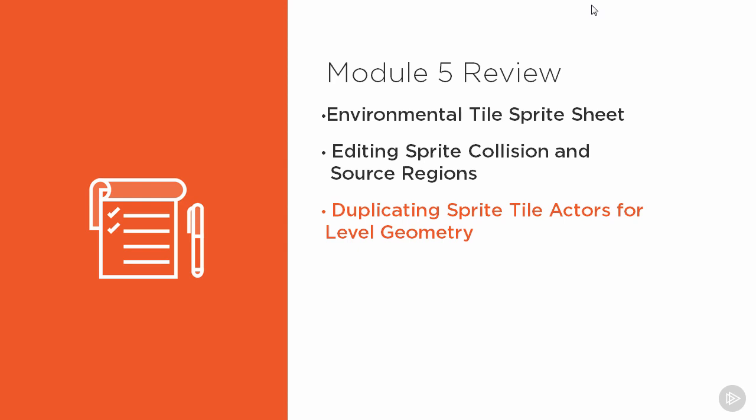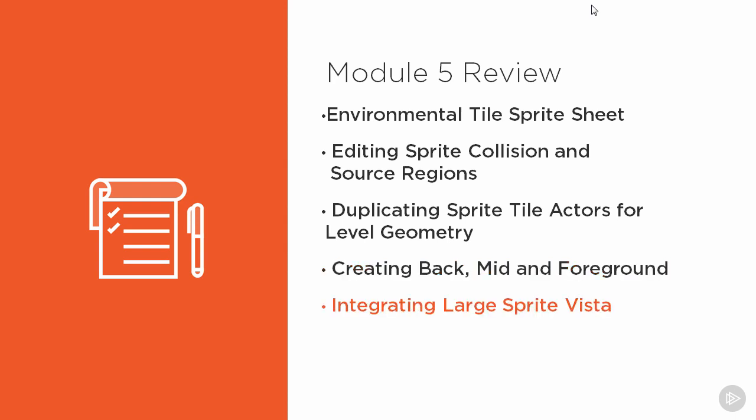We looked at duplicating sprite tile actors for level geometry. We used quick cloning, stacking, and the aligning of the sprite tiles with collision to create a variety of playable space. We looked at creating the back, the mid, and the foreground using large sprites. And we used placement of the large sprites with a perspective camera and some subtle color shifting to create the illusion of greater depth. We looked at integrating a large sprite vista into the playable space. And we did this by aligning the large building sprites to not occlude the playable space, but to use it as a framing visual instead.